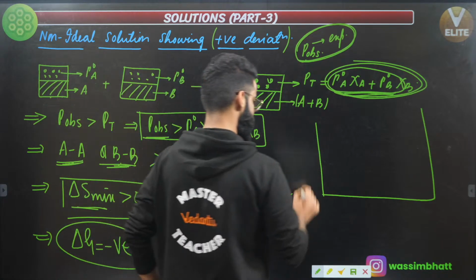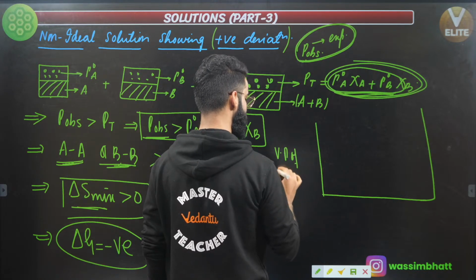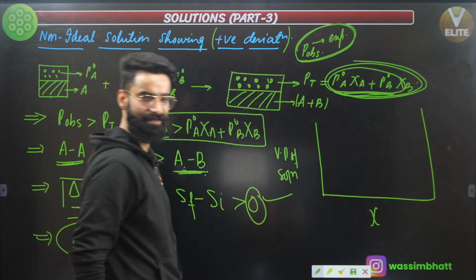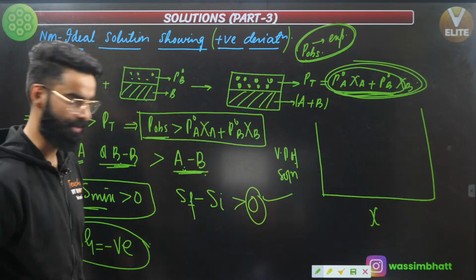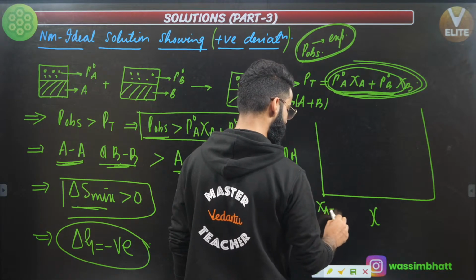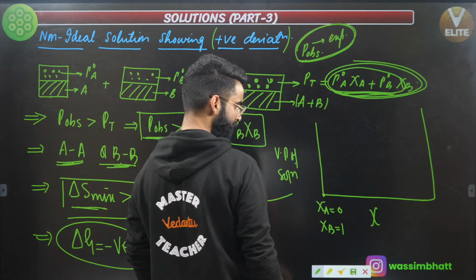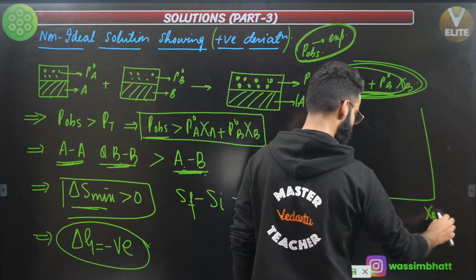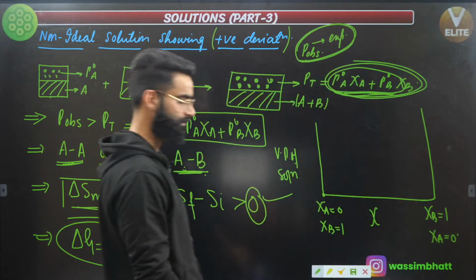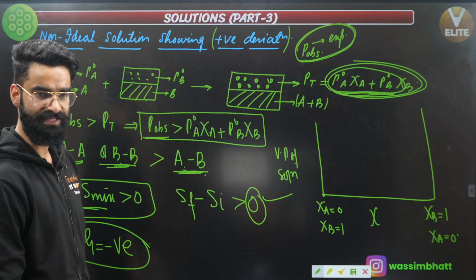Perfect. See guys, along the y-axis I'm plotting vapor pressure of the solution. Right here I'm plotting mole fraction along the x-axis. The curve which we plotted in the last session, if you remember, correct? For example, chi A over here is 0, chi B over here is 1. Let's keep it like this.